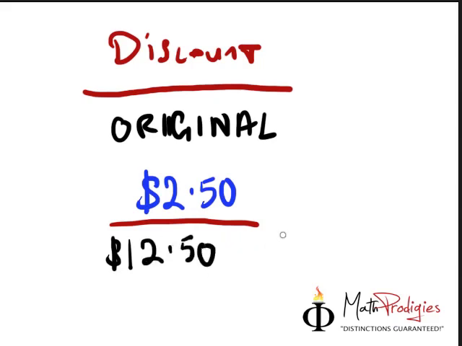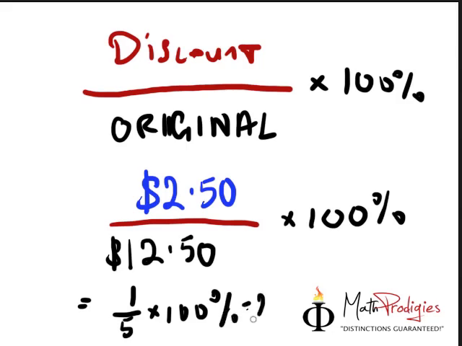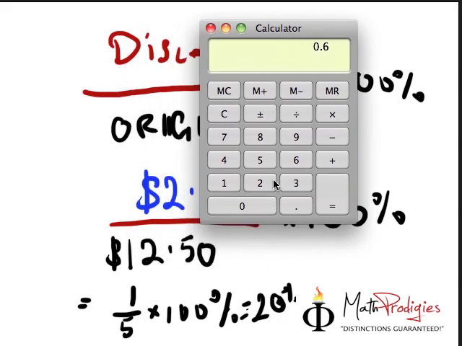Now, are we done yet? No. We must always times by 100%. So I'm going to include this times 100%. So 250 divided by 1250 times 100% is going to give me a discount of what? 1 over 5 times 100%, which gives me 20%. Now, how did I just do that in my head? Because I'm smart. I'm just kidding. Take a look. Just put in 250 divided by 1250. You will get 0.2. 0.2 times 100 is going to give you 20. Then you leave the percent there, you get 20%.